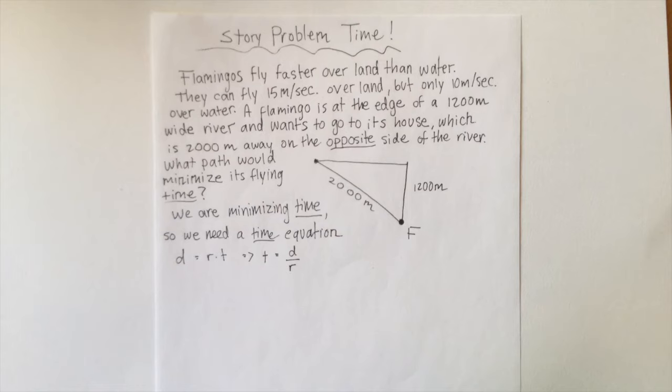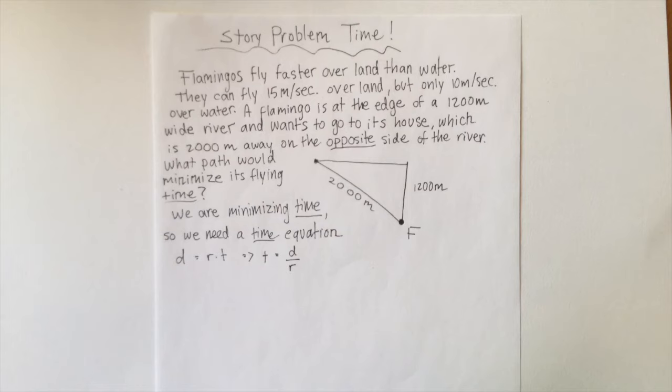Do we know a time equation? Not exactly. We know a distance equation, d equals rate times time. So we can take that and adapt that equation and make it so that we're solving for t. So just divide by rate, and then time equals distance divided by rate.